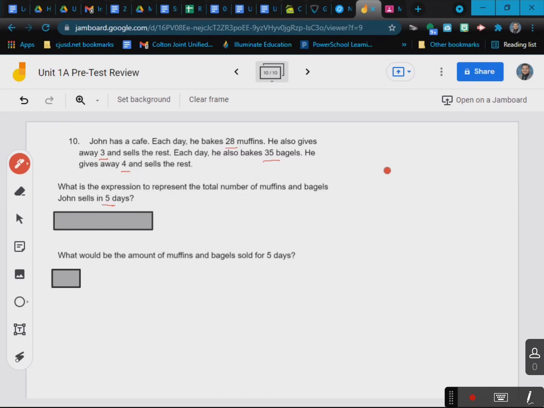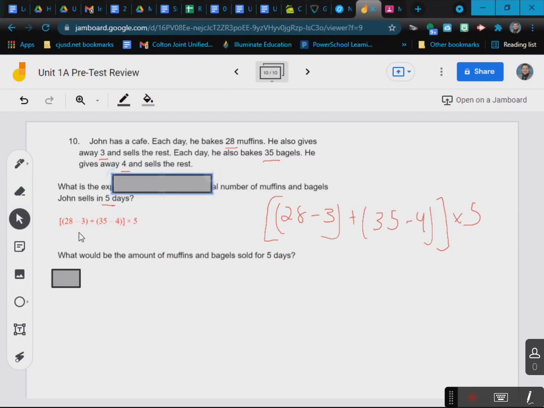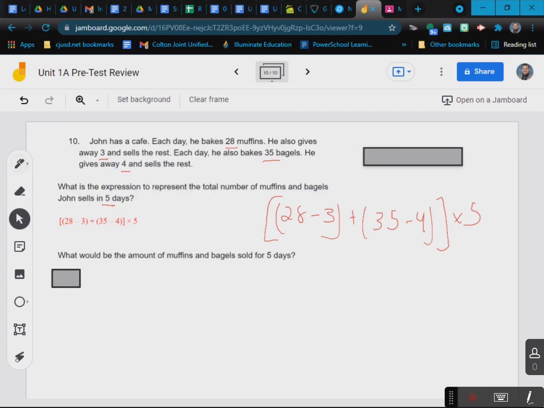5 days. So he has 28 that he makes, gives away 3 and sells the rest. And he also has 35 bagels, gives away 4 and sells the rest. So you have to find out what that is, and then you have to multiply that by 5. And the 5 could go 5 times and do that too. You could have it either way. Okay? But that's the equation. And you need to have the brackets. Because you're finding out what's the total amount of muffins and bagels that he sells on one day. And then you got to do it for 5 days. You got to multiply by 5.